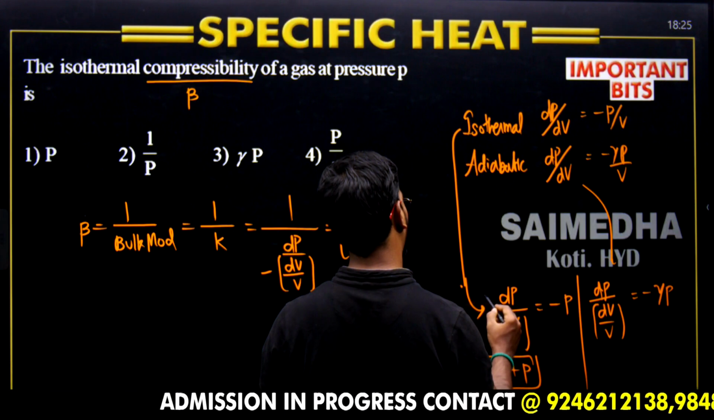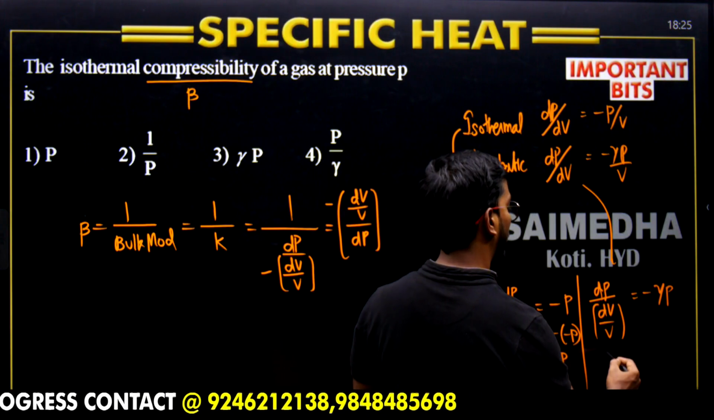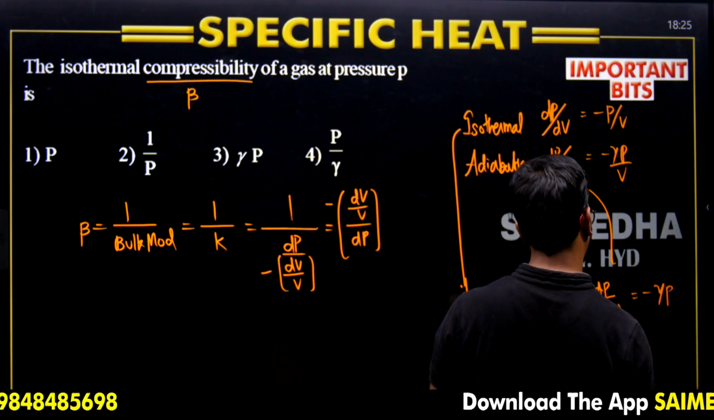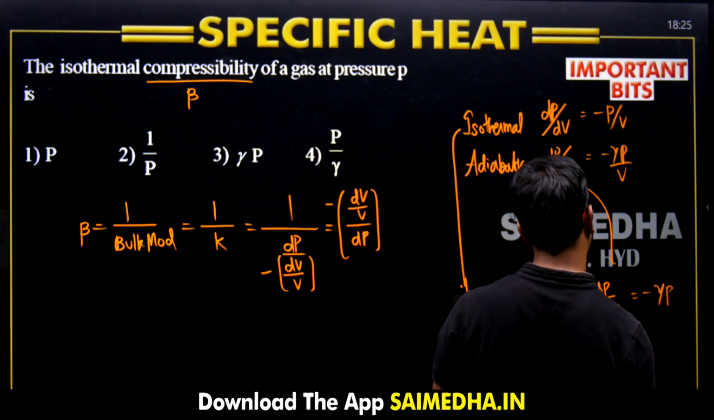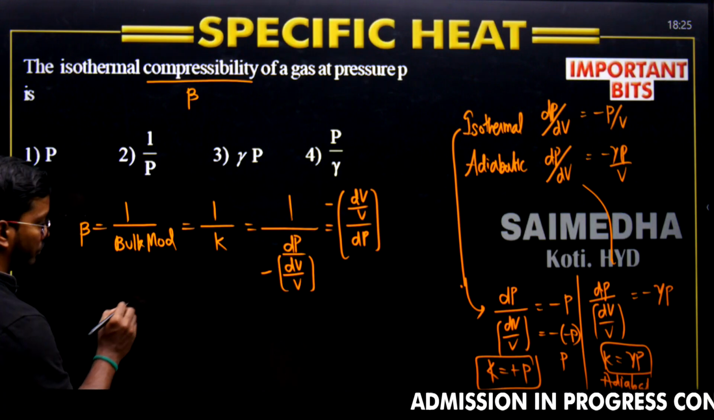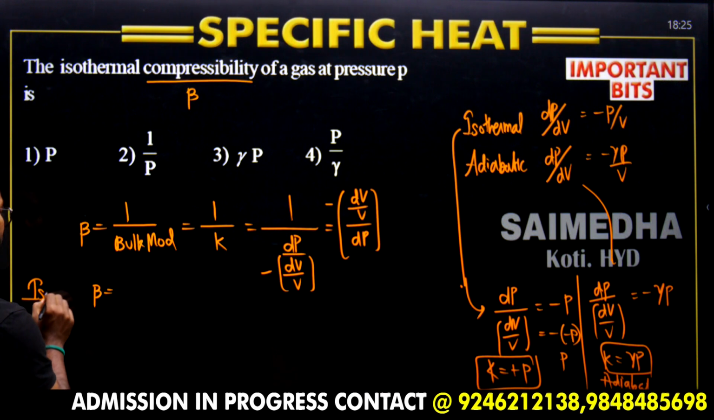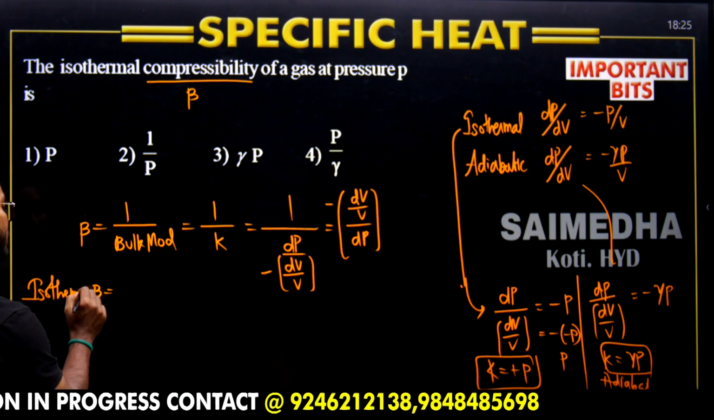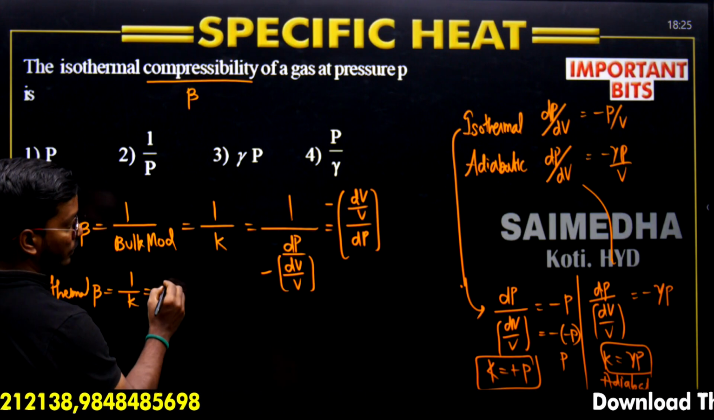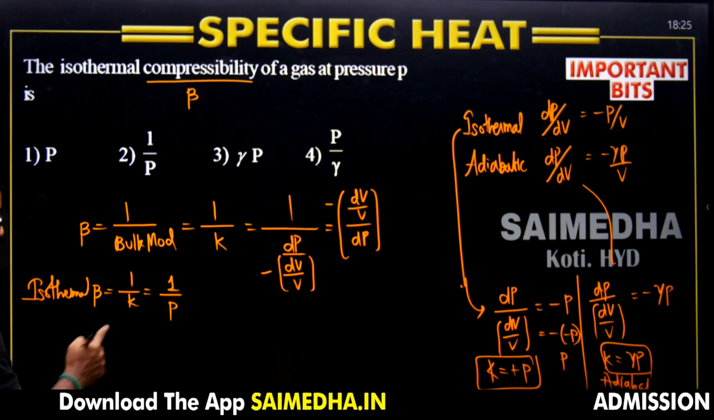If I multiply here with the minus sign, minus of minus P will become plus P. Here K is going to become gamma P. This is the adiabatic bulk modulus and this one is the isothermal bulk modulus. So compressibility is 1 by K. If this is isothermal compressibility, then the answer is going to become 1 by P, because K equals P.